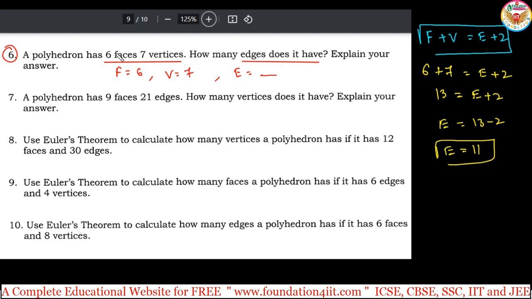According to this, we can draw the shape also. Use Euler's theorem and you can find it out. And the diagram also you can explain through that.